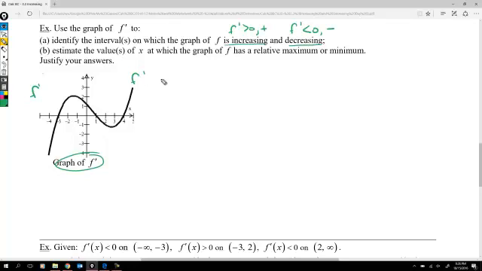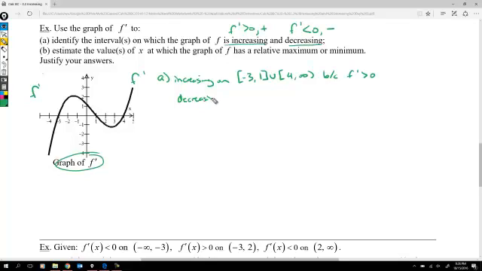All right, so let's talk about that first. Let's talk about increasing. I see that I am above the x-axis from -3 to +1, so I am increasing on -3 to 1, and then also from 4 to infinity. And my justification would be because f prime is greater than 0.